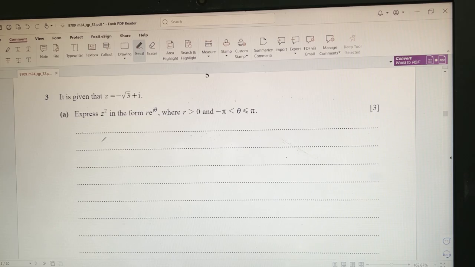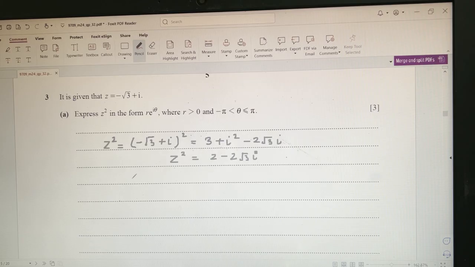It means we should square minus root 3 plus i. Apply a plus b whole square, so it will be 3 plus i square minus 2ab. i square is minus 1, so 3 minus 1 becomes 2, so it is 2 minus 2 root 3 i. This is our z square.